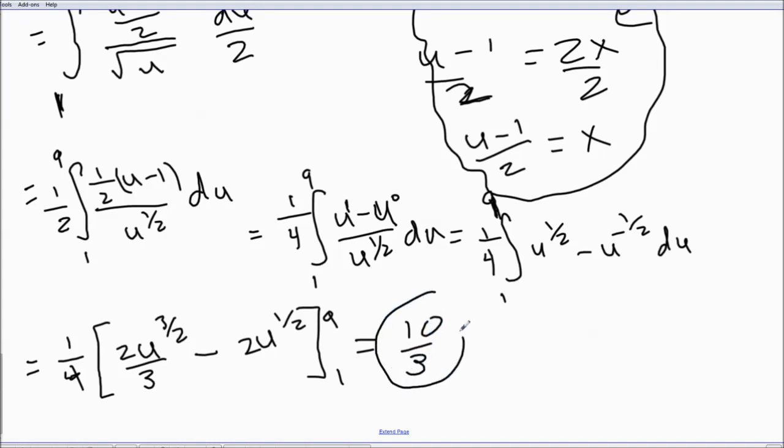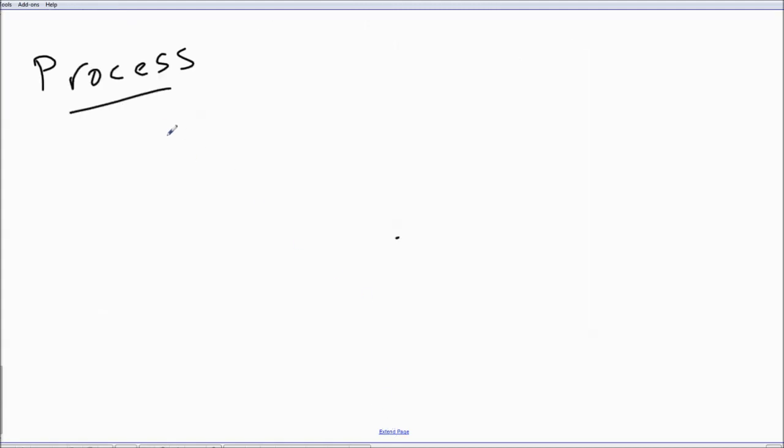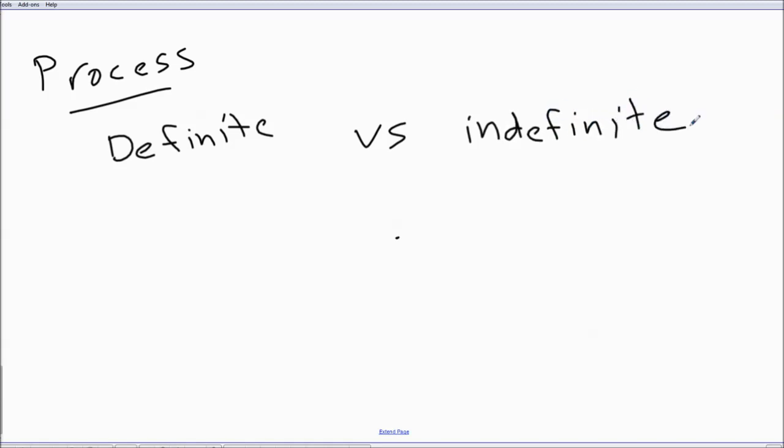Wonderful. Okay. So last thing I want to leave you with, guys, is maybe a little bit of a discussion about what the process looks like. So what do we do for the process? Because that's what I'm seeing that we're getting a little bit mixed up on. And so in order to think about the process, we probably need to think about two things. We need to think about definite integrals versus indefinite. And if you're not sure what I mean, a definite integral has bounds. And an indefinite has no bounds.